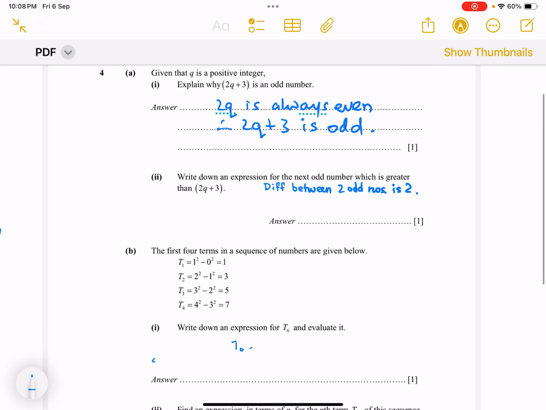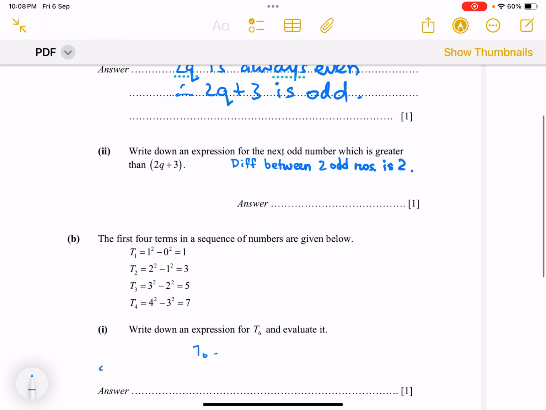Okay, now write down an expression for the next odd number. Now, the difference between odd numbers is 2. So therefore, the next odd number is actually plus 2. Therefore, the next odd number is 2q plus 5.